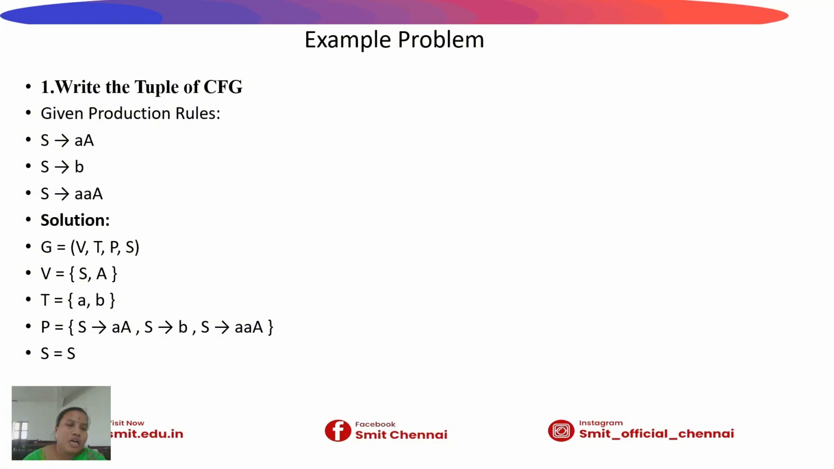So V equals the capital letters, the non-terminal values: S, A. T means the terminal values: a, b. P equals the production rules. The given production rules are written as the production rules: S → aAa, S → bB, S → aaa. So S is also the start symbol.